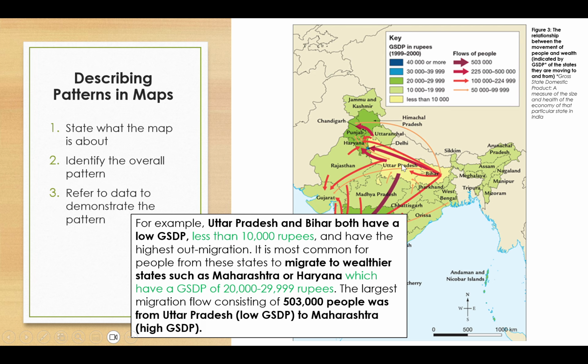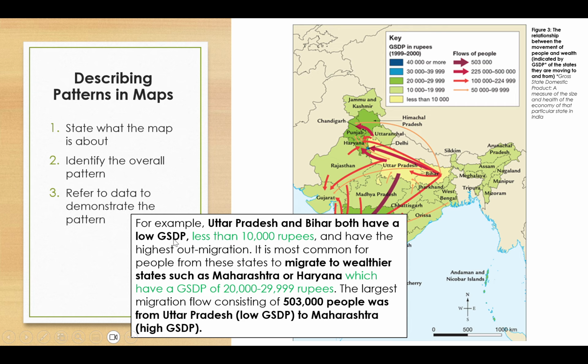I will read this and then I'll explain why I picked that. For example, Uttar Pradesh and Bihar both have a low GSDP, less than 10,000 rupees, and have the highest out-migration. It is most common for people from these states to migrate to wealthier states such as Maharashtra or Haryana, which have a GSDP of 20,000 to 29,999 rupees. The largest migration flow, consisting of 503,000 people, was from Uttar Pradesh, low GSDP, to Maharashtra, high GSDP.